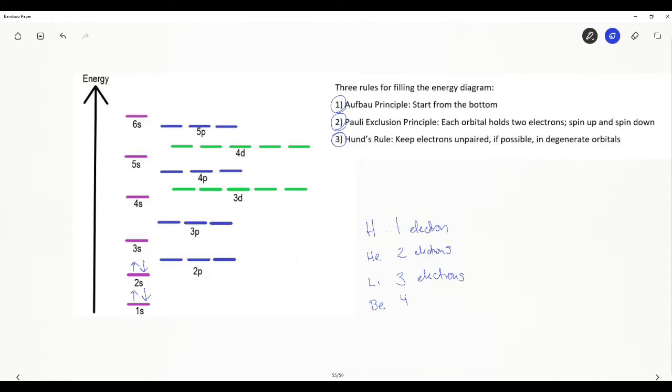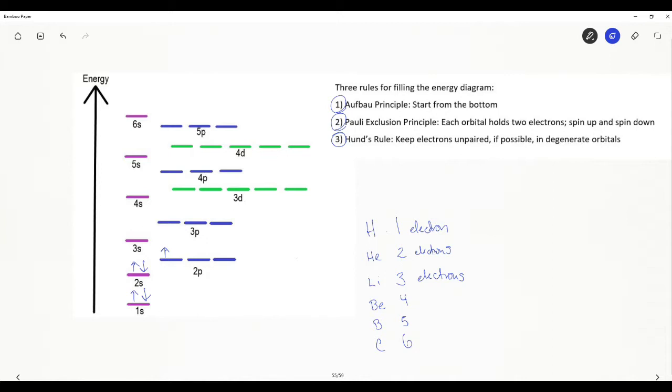When I move on to boron, which has 5 electrons, I'm going to start filling the 2p. So this is boron with its 5 electrons. Okay, let's keep going. Carbon has 6 electrons.